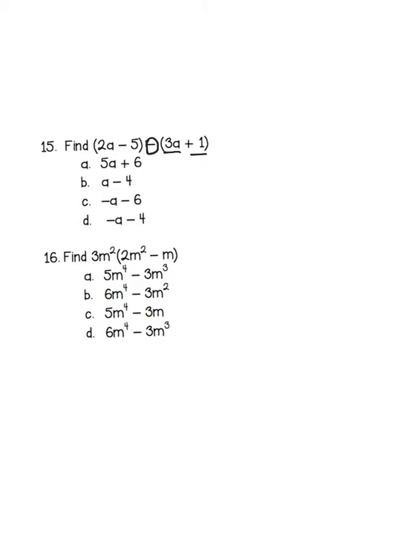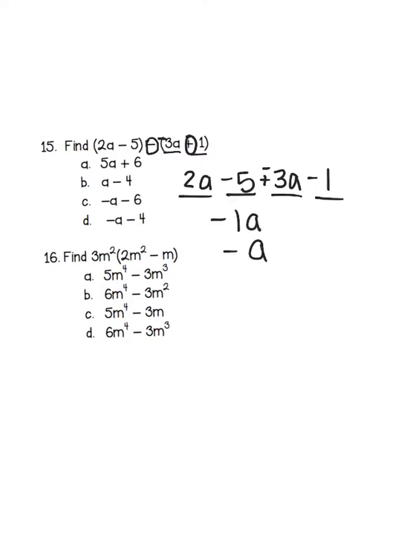So I've got 2a minus 5 minus 3a, or plus -3a minus 1, changing this to the opposite and making this a negative. So 2a plus -3a is a -1a, or negative a, and -5 minus 1 is a -6. So -a minus 6. So that will give us the answer of C.